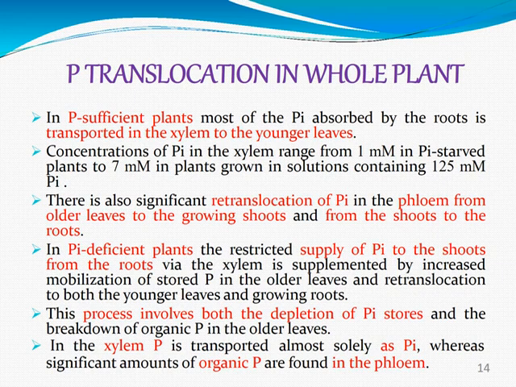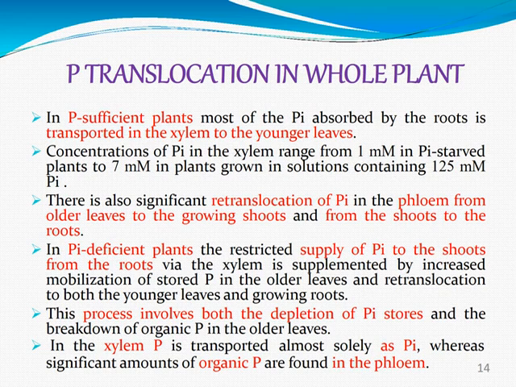Phosphorus translocation in the whole plant. In phosphorus sufficient plants, most of the ionic phosphorus absorbed by the roots is transported in the xylem to the younger leaves. Concentrations of ionic phosphorus in xylem range from 1 millimolar in phosphorus starved plants to 7 millimolar in plants grown in solutions containing 125 millimolar ionic phosphorus. There is also a significant translocation of ionic phosphorus in the phloem from older leaves to the growing shoots and from the shoots to the roots.